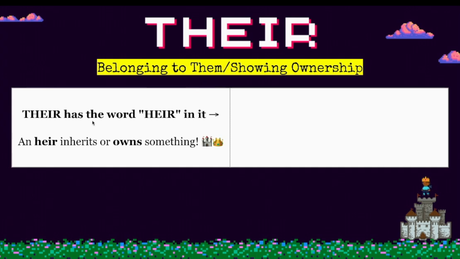I think this is great because it has the word heir in it, H-E-I-R. And an heir is someone who owns something or inherits something, like a king or a queen. They pass down their castles. Look right here.